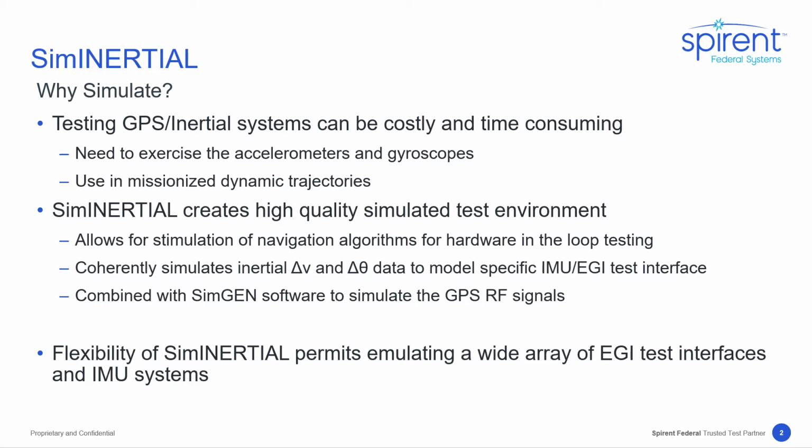Use of SimInertial allows users to create a high-quality simulation environment to simulate navigation algorithms for hardware-in-the-loop testing. The Spirent system will generate delta thetas and delta Vs specific to the identified test interface, coherently with GNSS RF signals. The flexibility afforded by SimInertial permits repeatable testing with an array of EGI or IMU systems.